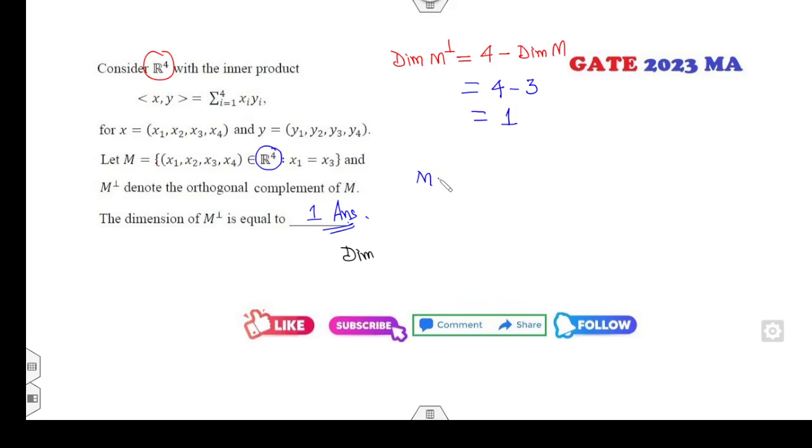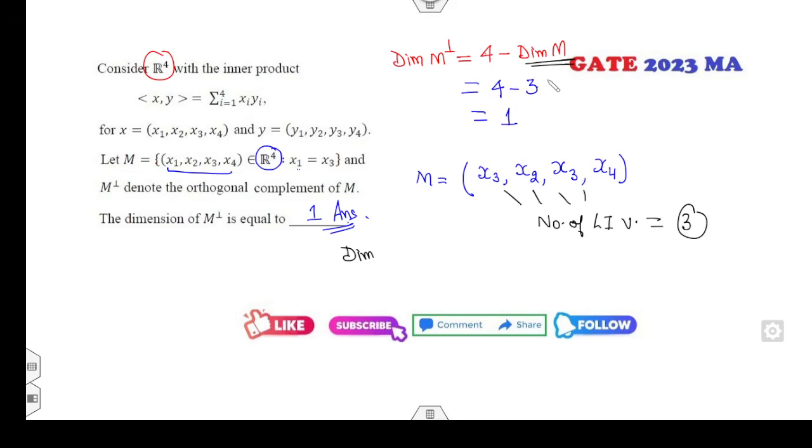How? M is a collection of x1, x2, x3, x4. I can substitute the value of x1 as x3, x2 stays x2, x3 stays x3, x4 stays x4. How many vectors are there? So the number of LI vectors is 3. So the dimension of M is 3.